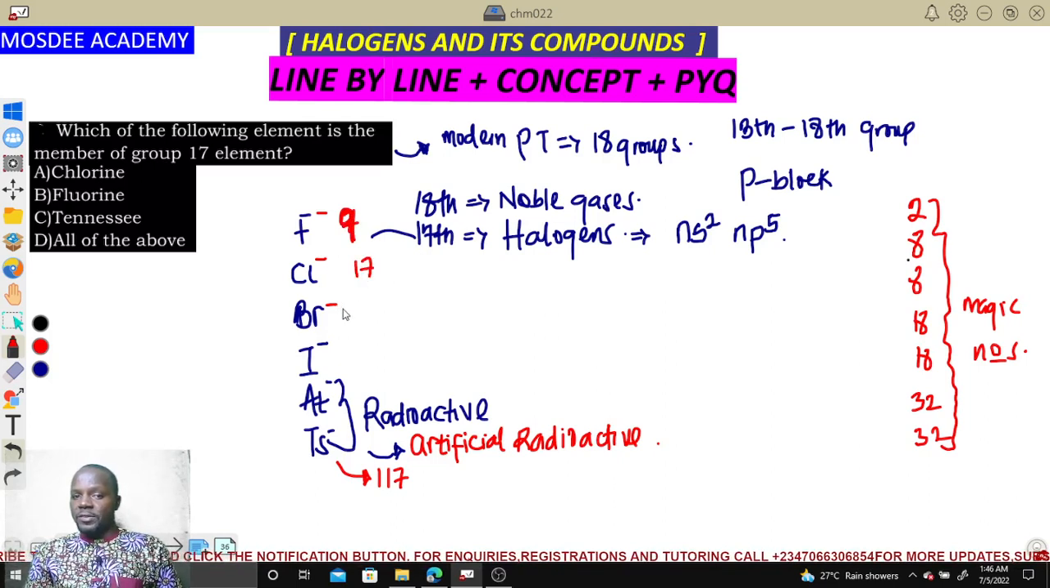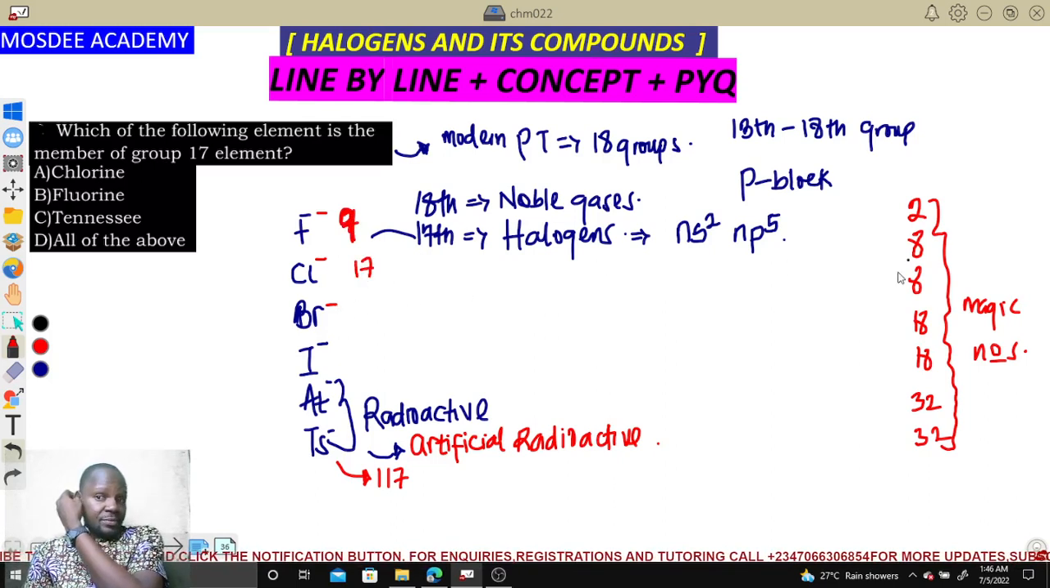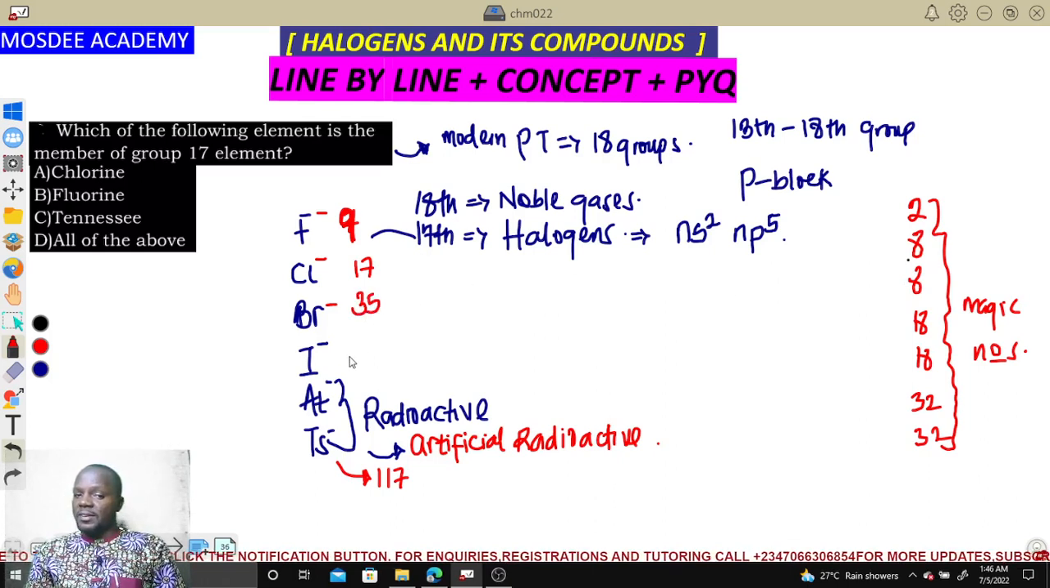9 plus 8 are 17. 17 plus 18. Please note that 17 plus 18 is 35. 35 plus 18 is 53. Then you can move on to 53 plus 32. That is 85. 85 plus 32 will give you 117.